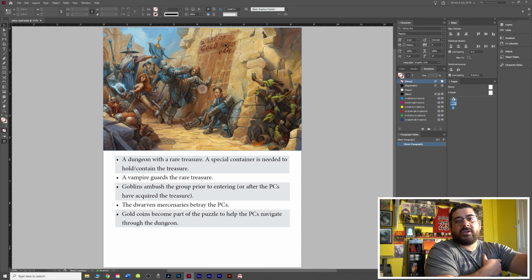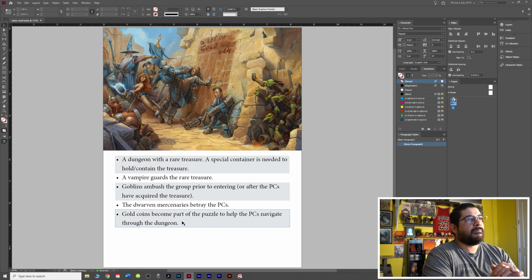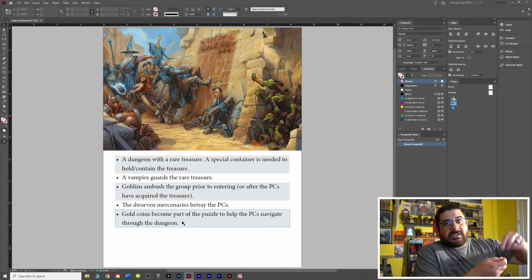That's not going to be the rare treasure. It's going to be something else. But gold coins become part of the puzzle to help the PCs navigate through the dungeon. Think of breadcrumbs, okay? Hansel and Gretel or whatever, right? There's just gold coins at various places. And it doesn't have to be someone just leaving a trail of coins that you're following along the stone floor.